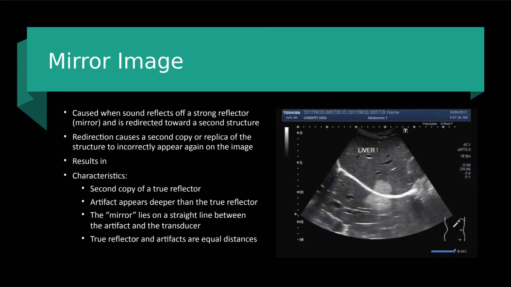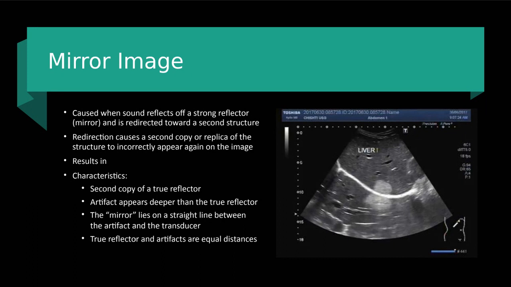So this pathology, this mass, this hemangioma probably, is the first thing that's drawing our attention because it's so close to that boundary and it's pretty obvious. But if you look further, it's actually a mirror image of all of that liver tissue. Do you guys see the liver on the opposite edge of it? Okay. So characteristics of this, we're going to see a second copy of the true reflector. The artifact appears deeper than the true reflector. It's bouncing itself more posterior.